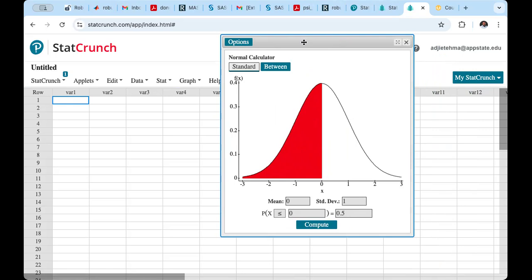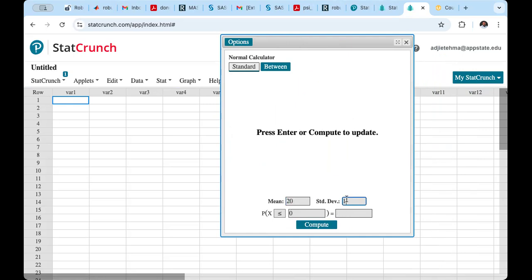So he's saying 20 and 2. How many of you agree with him? Okay, good. So let's put our 20 and 2 there. Do you all agree with that? Okay. The question is saying, how often will you arrive at school in less than 22 minutes?